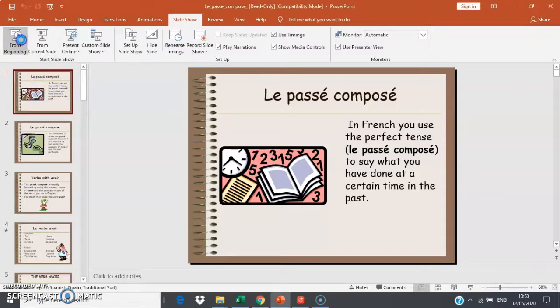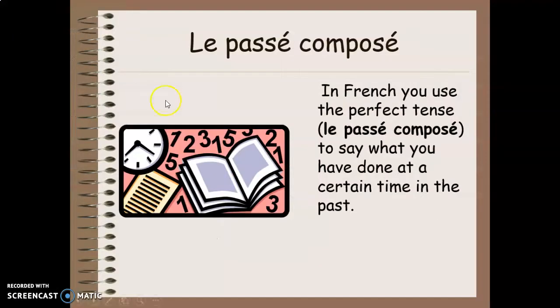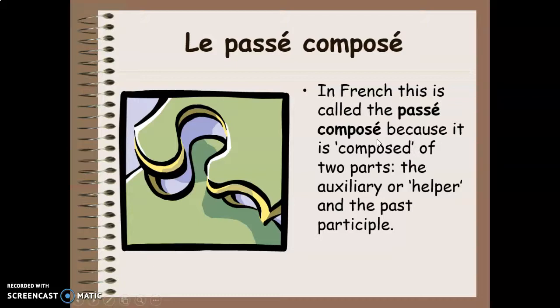We're going to look at the passé composé on page 102, but I just have a little PowerPoint here, so we'll look at this first. In French, you use the passé composé to say what you've done at a certain time in the past. It's composed of two parts: the auxiliary or helper verb, like avoir, which we've seen, and the past participle, which is the verb.